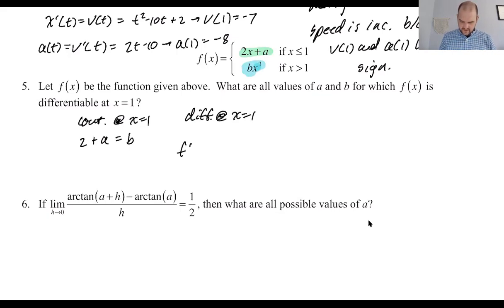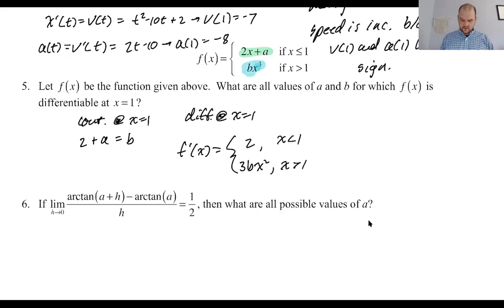Now we want to make it differentiable at x equals 1. So I'm going to find f prime, and when I find it, I'm going to leave off 1. So the derivative of the top branch is 2, and that's only when x is less than 1, because I didn't make it differentiable yet. So I don't want to assume differentiability. I want to force differentiability. And then the derivative of the next thing is 3bx squared, and that is valid when x is greater than 1.